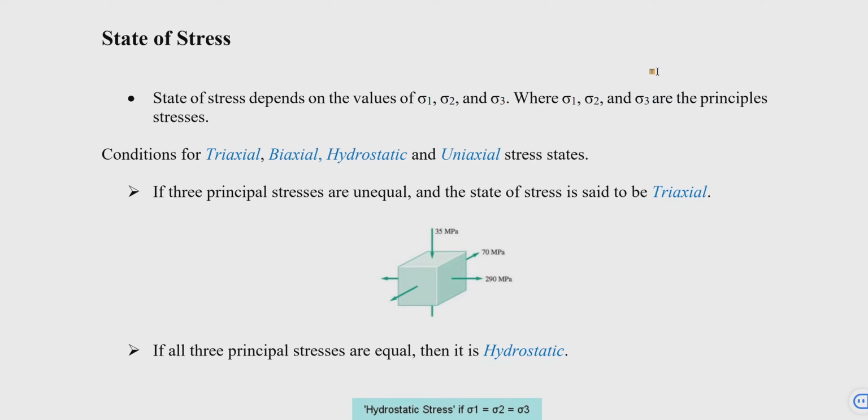This video is very useful to work in finite element simulation software. So how many types of states of stresses are there? These are the 4 types of states of stresses, and the most important thing is states of stress depends upon the value of principal stresses sigma 1, sigma 2 and sigma 3.